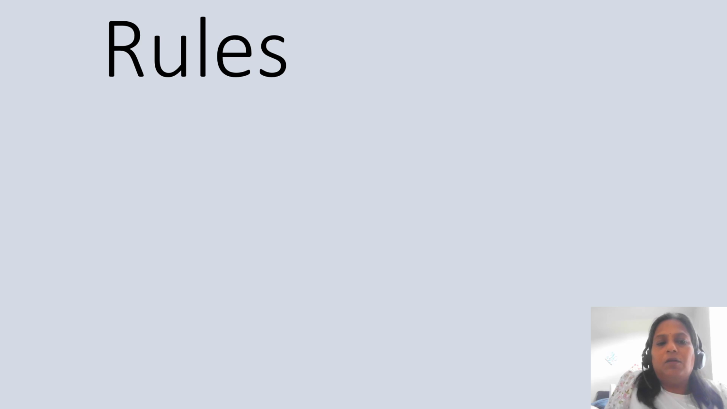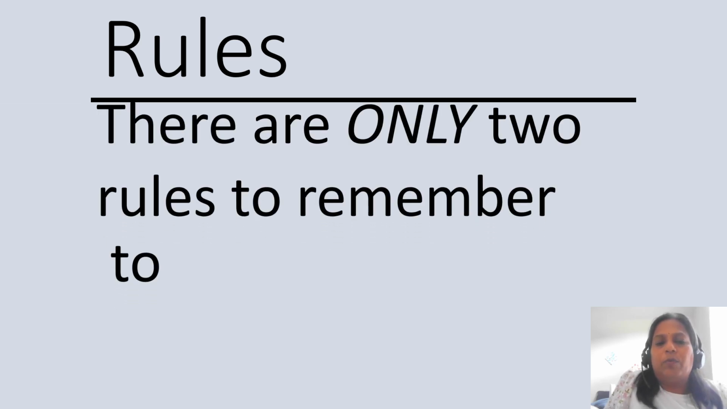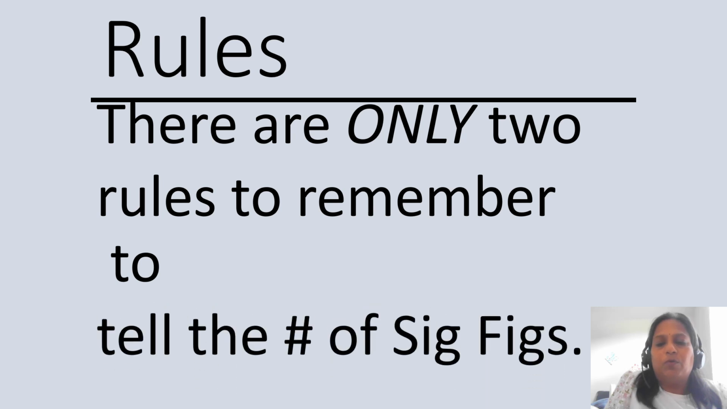For finding out the number of sig figs in a given value, you just need to remember two simple rules based on the decimals in the number. Just two rules. Let's see what they are using examples.